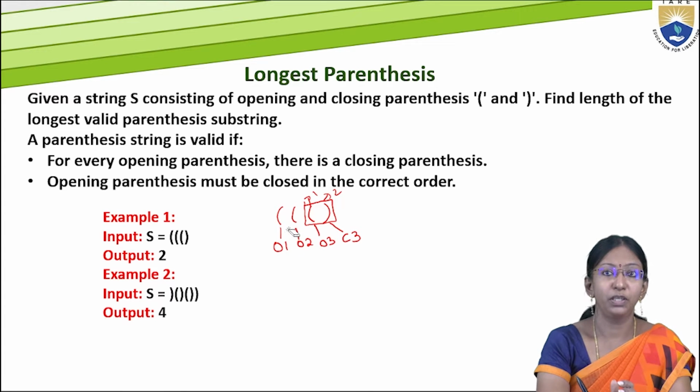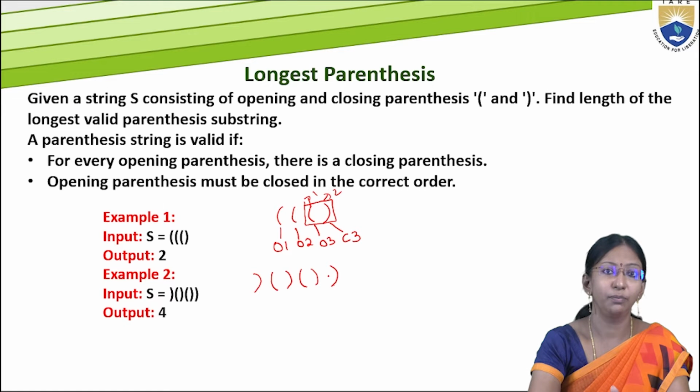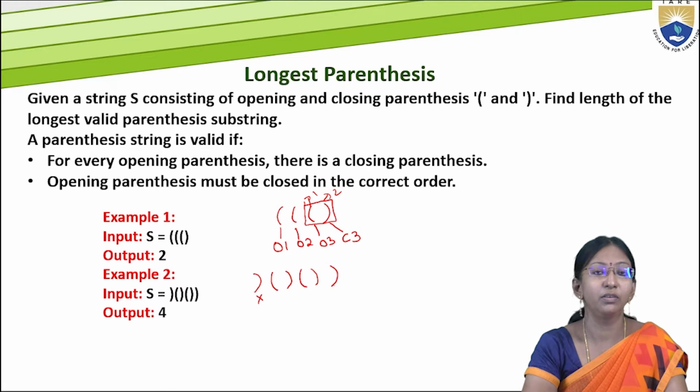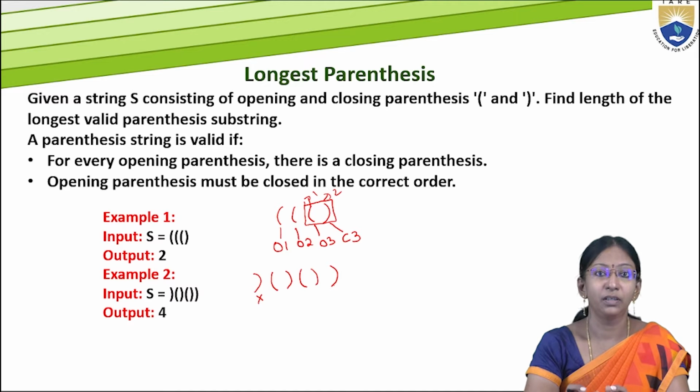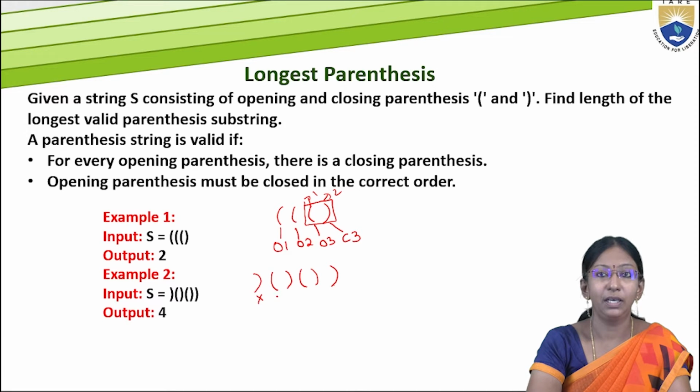Coming to the explanation of the second one, have a look. It started with a closed parenthesis, followed by left, right and closed. Have a look at this string properly. The first character itself is invalid because it is a right or closed parenthesis. You cannot expect a parenthesis string starting with a closed one, because it should be opened first before it is closed. Then you have a left followed by a right. This is a valid one.